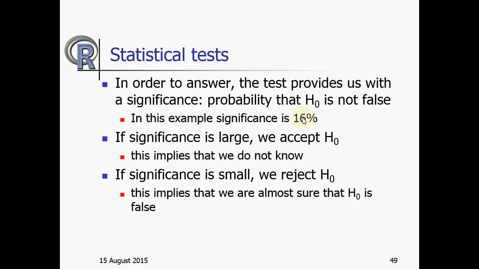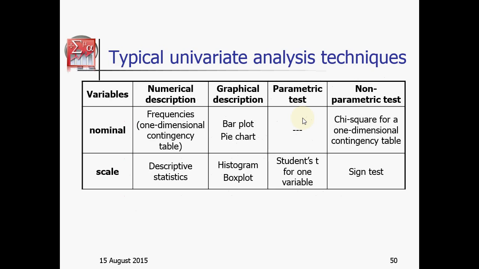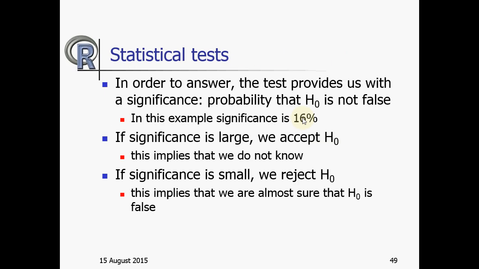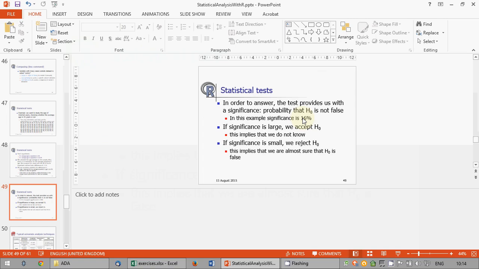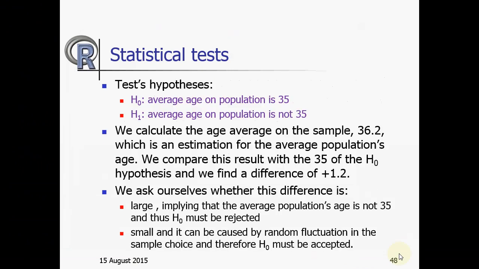In statistics, we have a tool which helps us find out whether the average age in the population is 35, 1.2 is after all small and we have simply been unlucky, or whether the average age is not 35 and 1.2 is not so small. So in statistics we have a measure of how unlucky we have been. This measure is called significance.